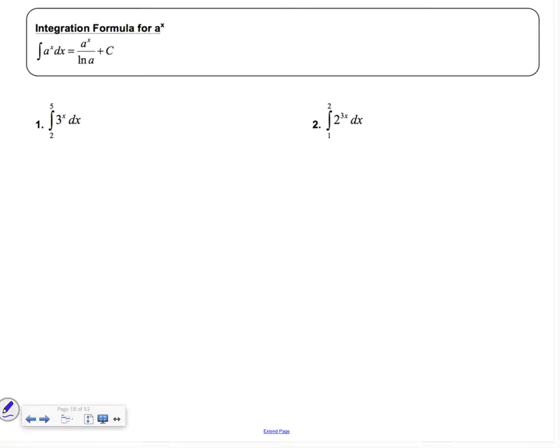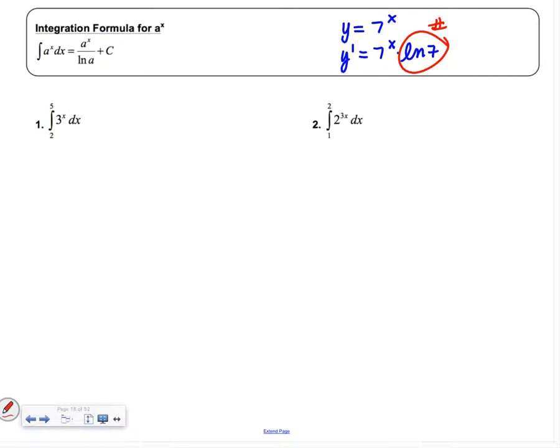All right, integration formula for a to the x. So this is what it's going to be. If I had, let's just think about the normal, 7 to the x. You just have this on your derivatives drill. Its derivative is 7 to the x times natural log of 7. Do you guys agree? This is a constant. It's a number. Natural log of 7 is a number. So if we're undoing it with the integral, we put it on the denominator.